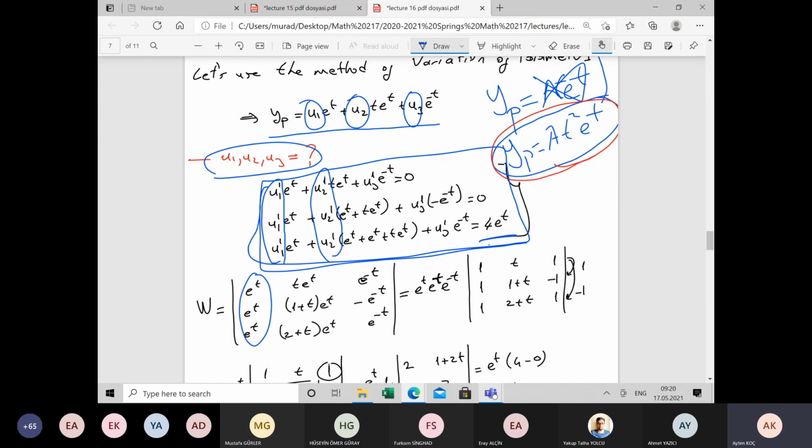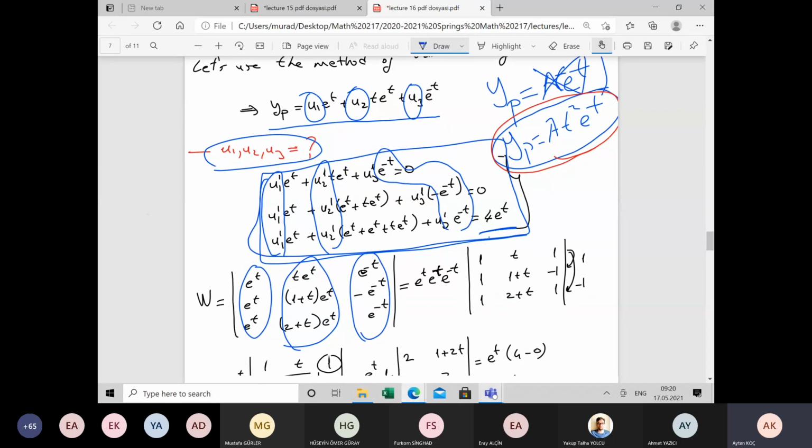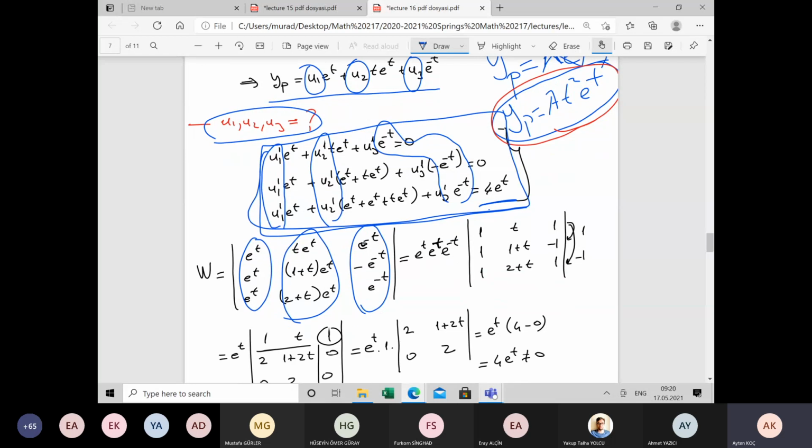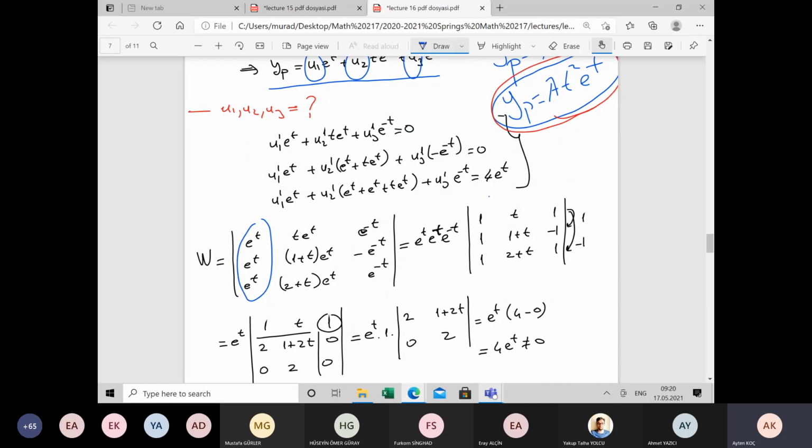Coefficient of the second unknown, we obtain the second column, and the third one gives the last column. Sorry. Look at this determinant. We know how to compute it by using the properties. The first column gives e to the t because it is a common factor, the second column gives e to the t, and the last column gives e to the minus t.